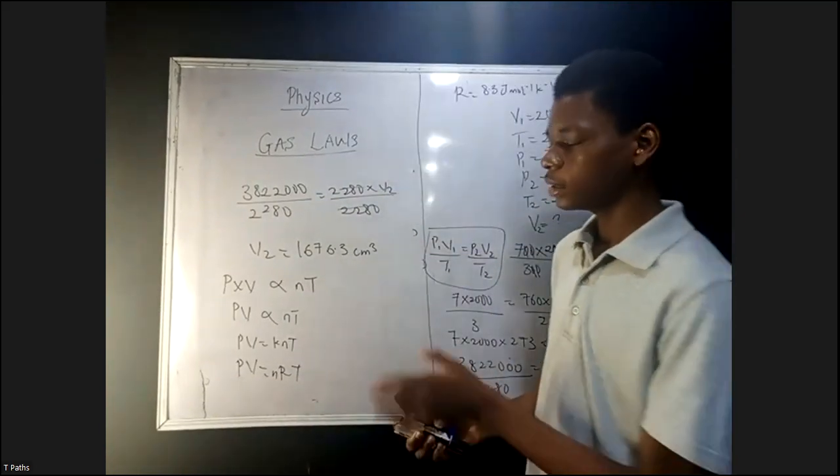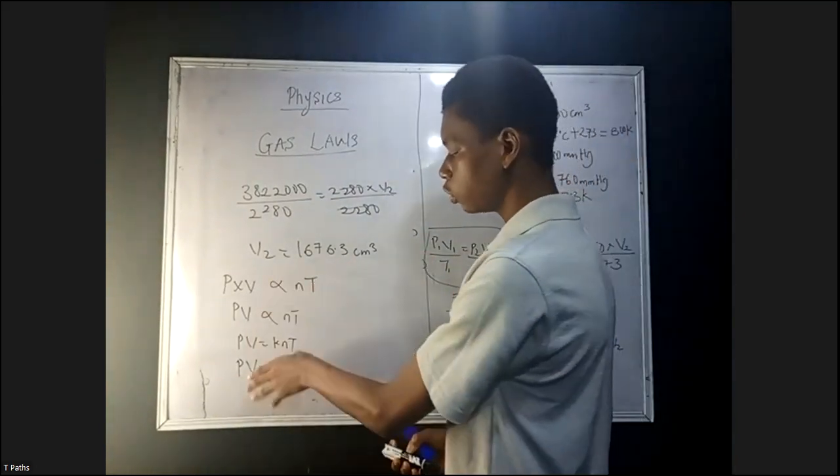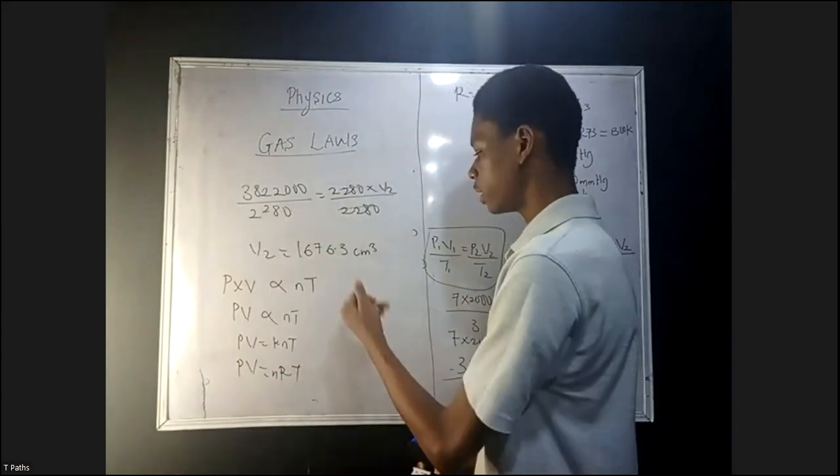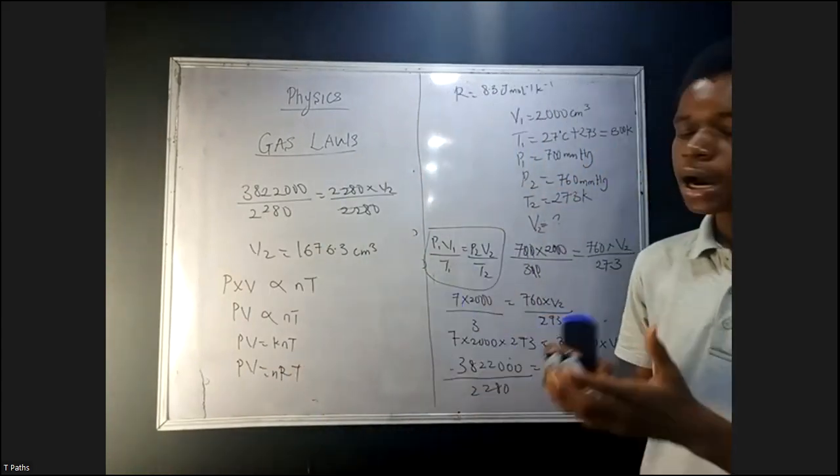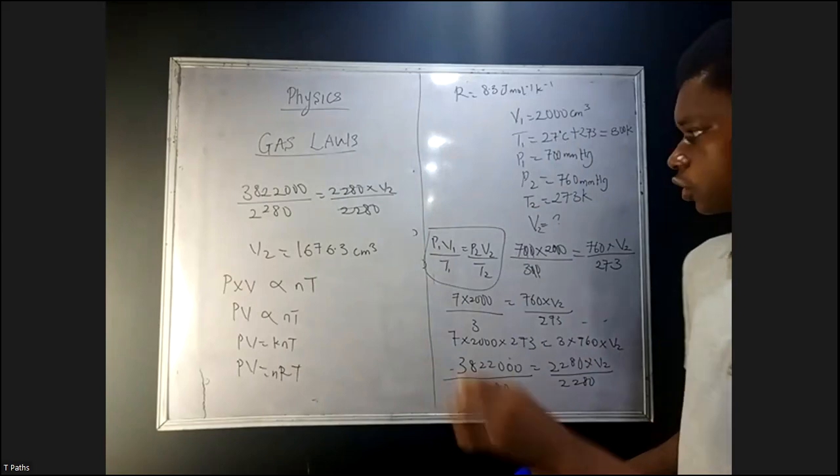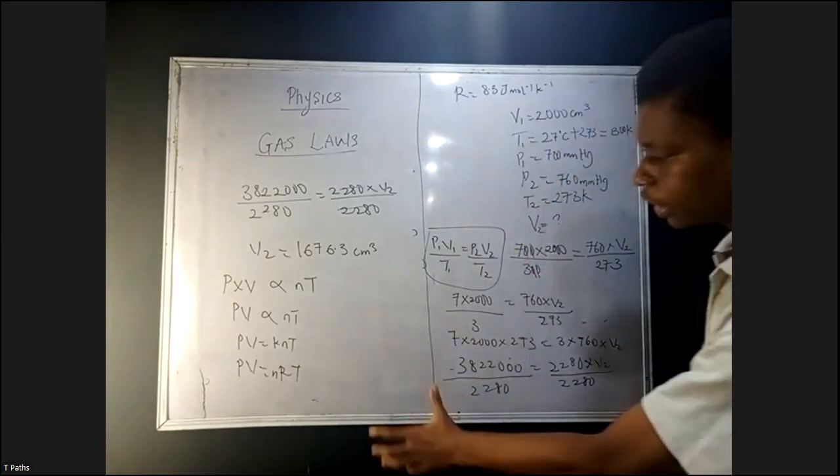So the general gas law simply states that the product of the volume and the pressure is directly proportional to the number of moles and the temperature of that gas. All right. So now here we'll be working with an example. So here is the equation we have.